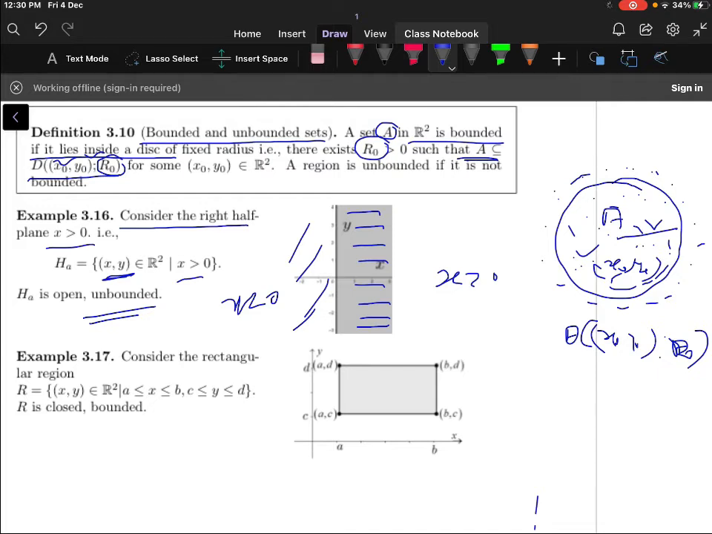Let us take the next example. Consider the rectangular region R equal to the R2 elements (x, y) such that x lies between a and b and y lies between c and d. So this region is closed and it is bounded. This is the closed region, therefore it is bounded.